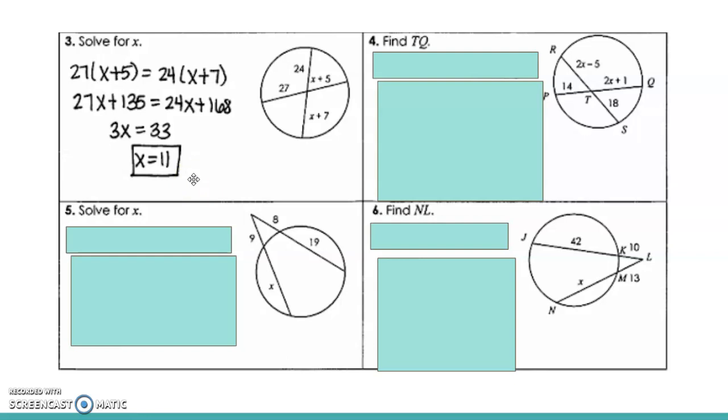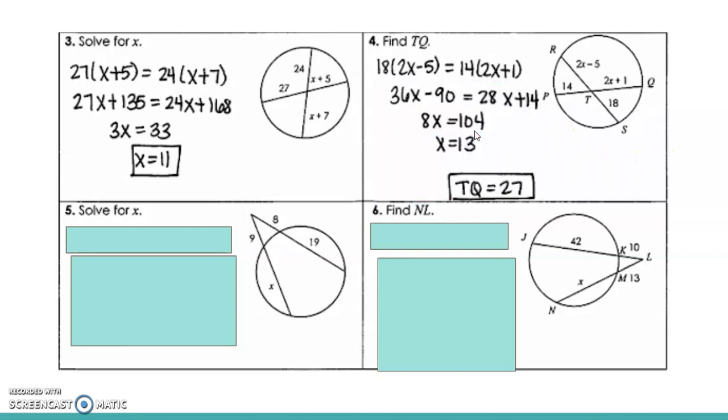Number 4, we're finding TQ, so just a piece of that line. In order to find TQ, we're going to set up our intersection problem. We have 18 times 2x minus 5 is equal to 14 times 2x plus 1. We're going to solve and we find that x equals 13. And then to answer the question, we're going to plug 13 back into the expression 2x plus 1 to find that TQ is 27.